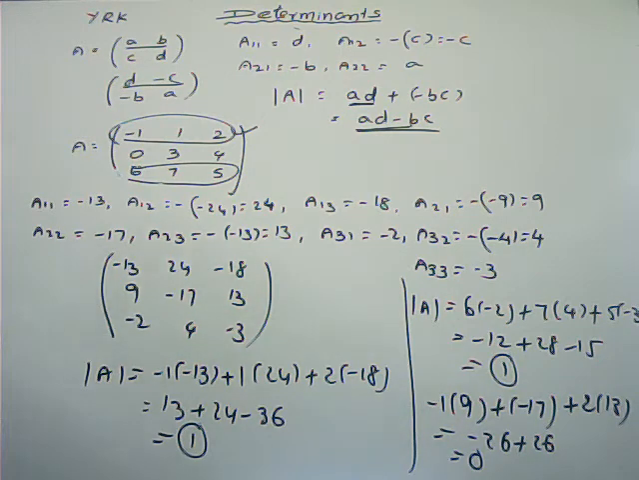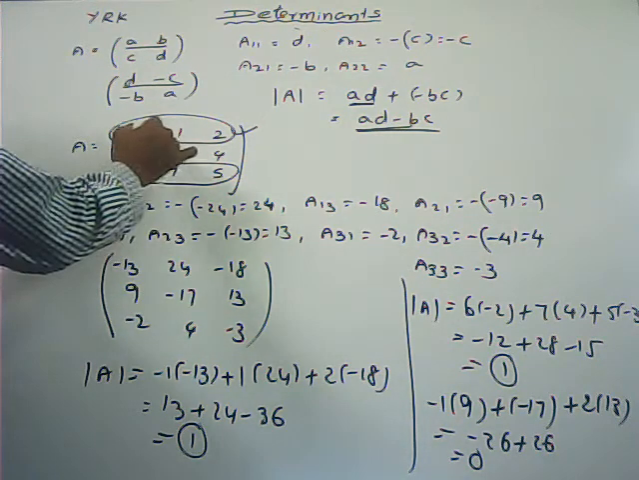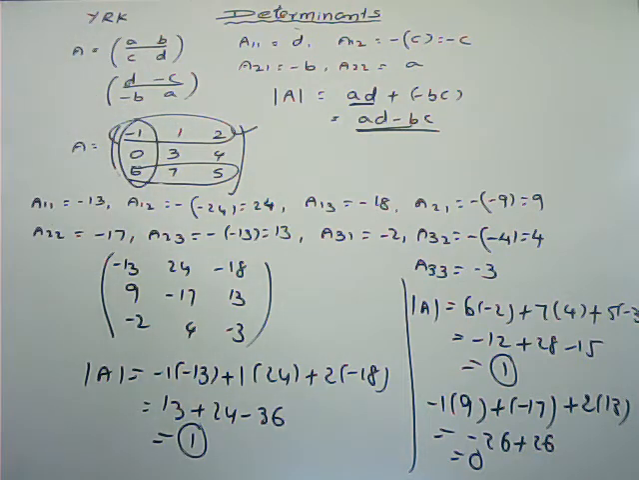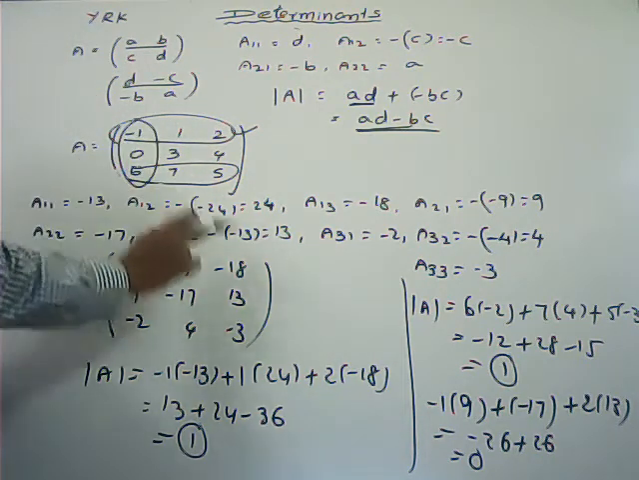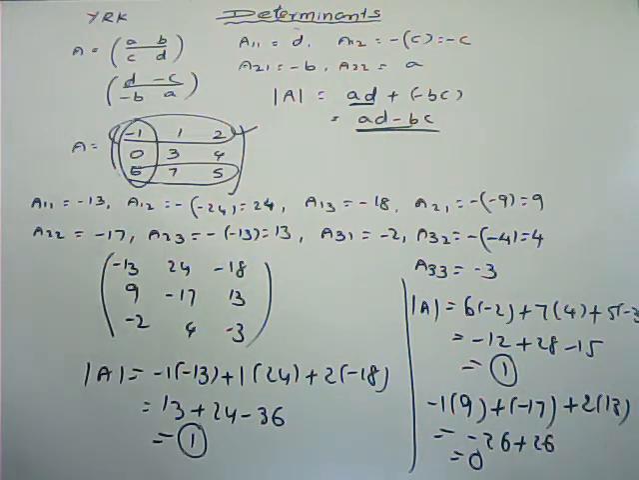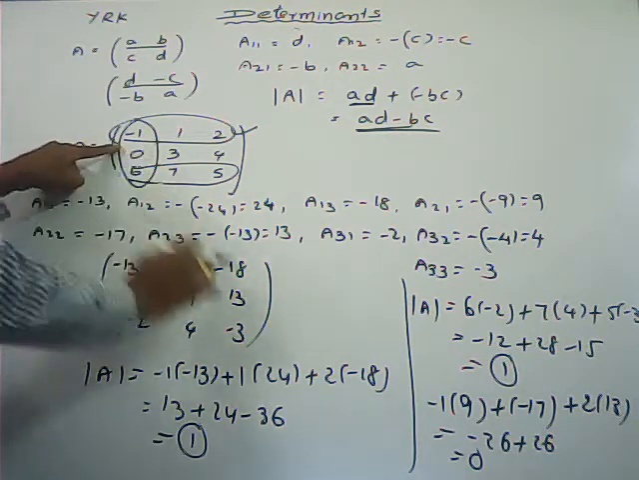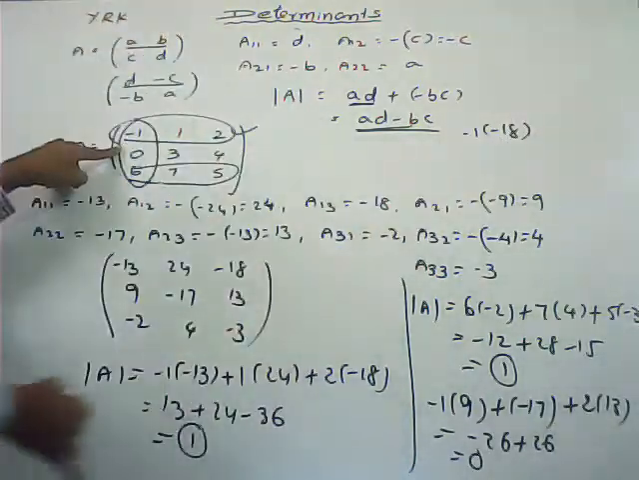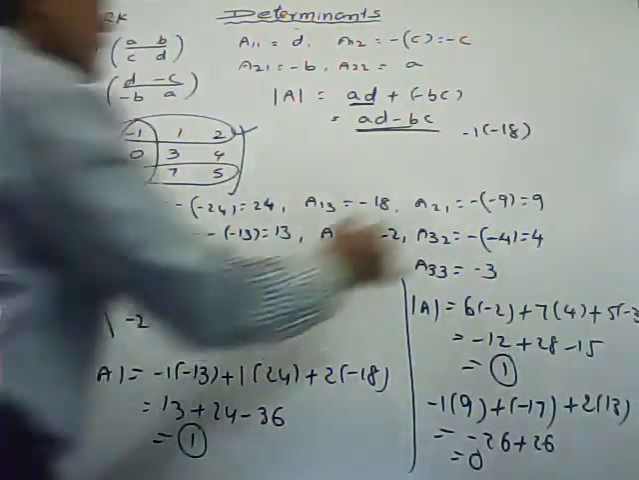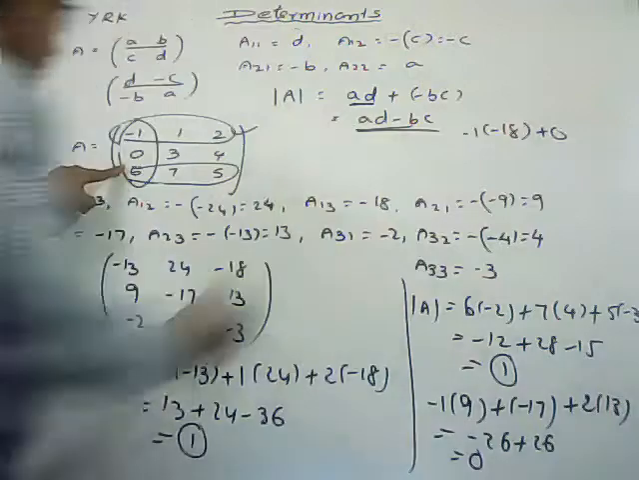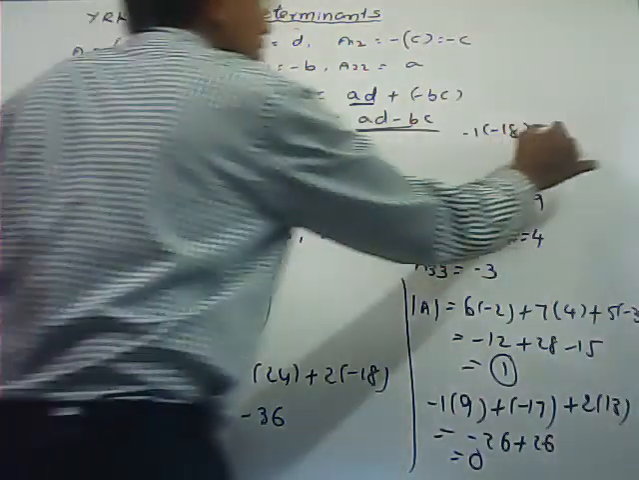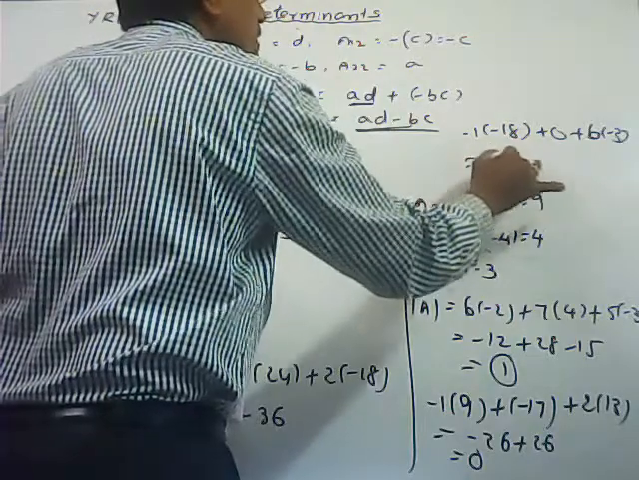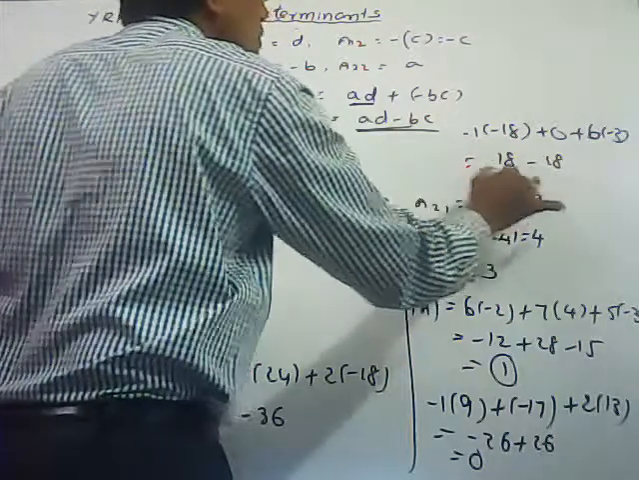Here you can take anything. For example, if I take the first column, those are multiplied by the third column cofactors. Minus 1 into minus 18, plus 0 into 13, plus 6 into minus 3. That is 18 minus 18, which is equal to 0.